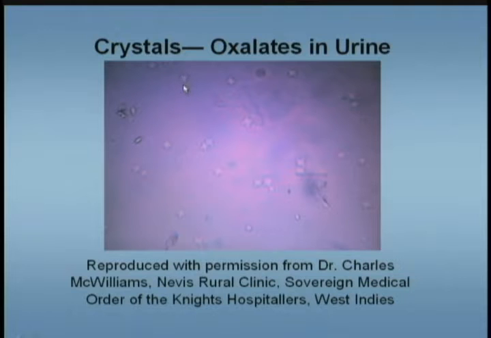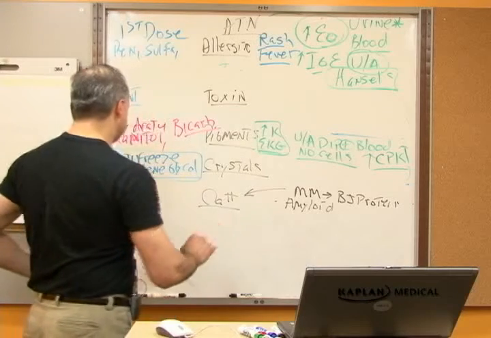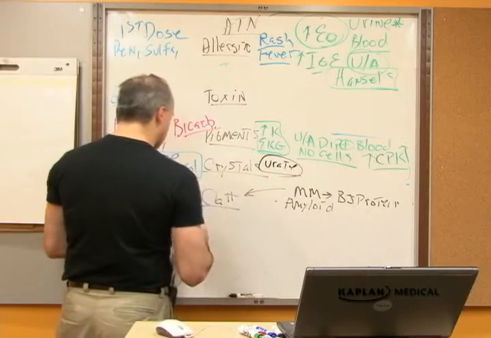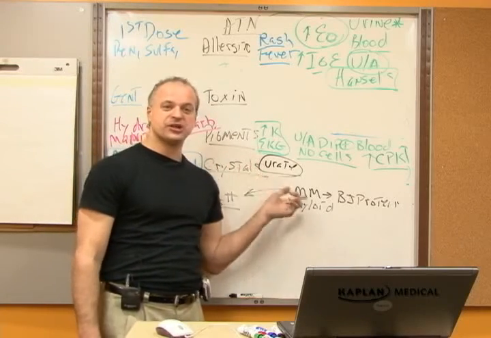Now, uric acid crystals. The only way to really get it acutely is tumor lysis syndrome. Remember, when you give chemotherapy for lymphoma or leukemia, the cell nuclei have purines and pyrimidines in them. The other name for purines and pyrimidines is nucleic acids. So tumor lysis syndrome is one of the only ways to get renal failure from acute uric acid buildup.